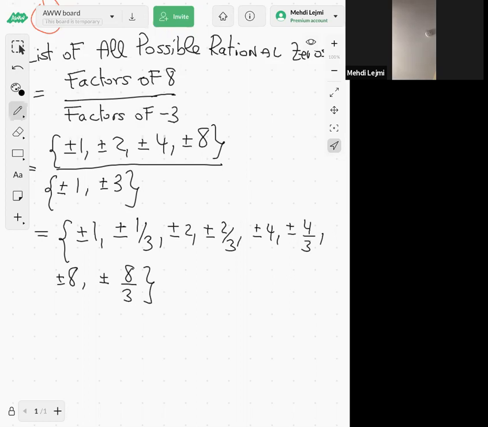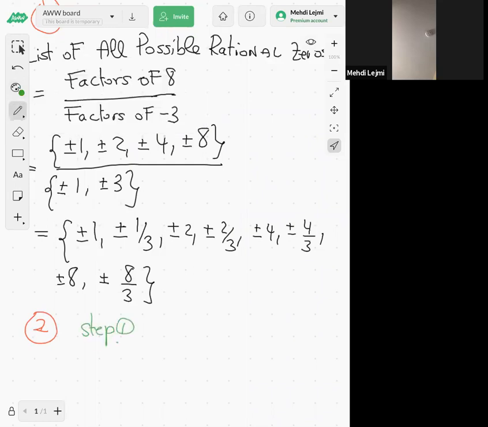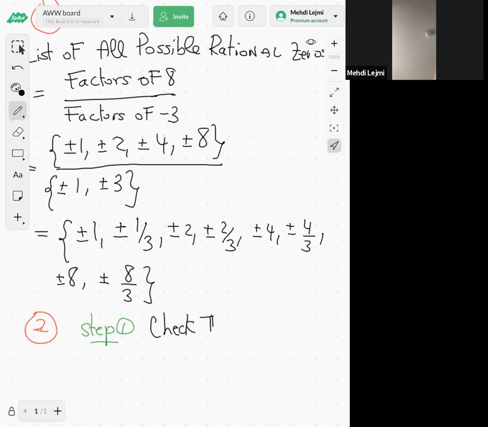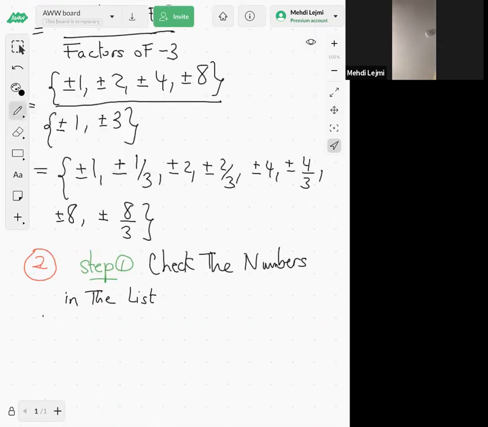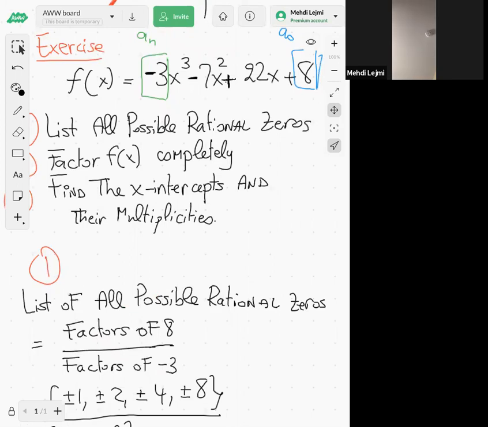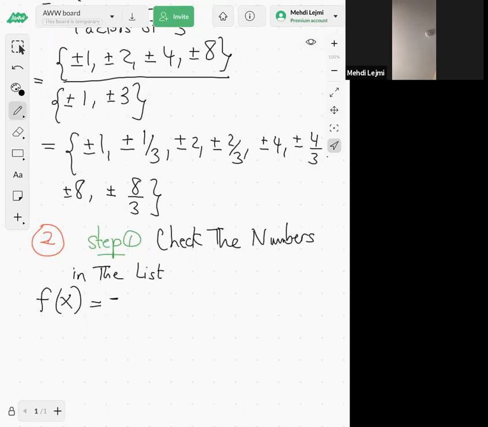Now, number 2, we have to factor f of x completely. So step 1, we said we have to check the numbers in the list and see if they are solutions of f of x equal to 0. All right, so let's check first positive 1. Let me write down f of x. F of x is negative 3x cubed minus 7x squared plus 22x plus 8.